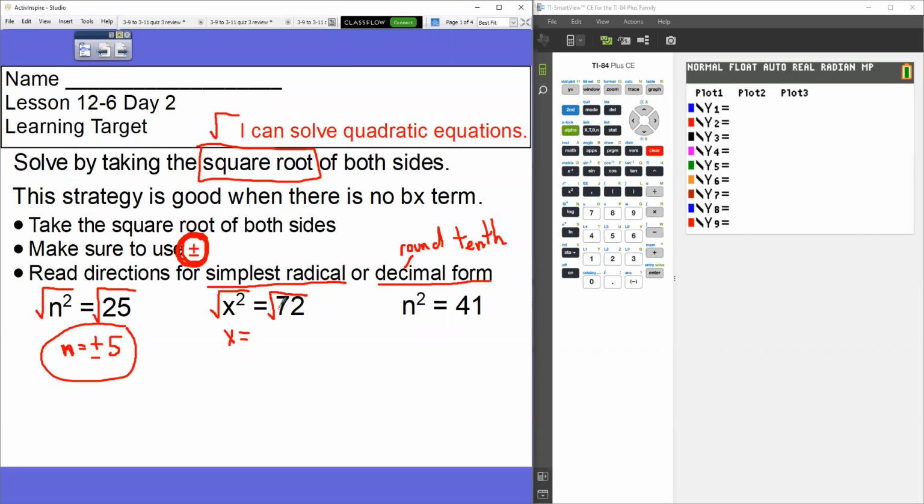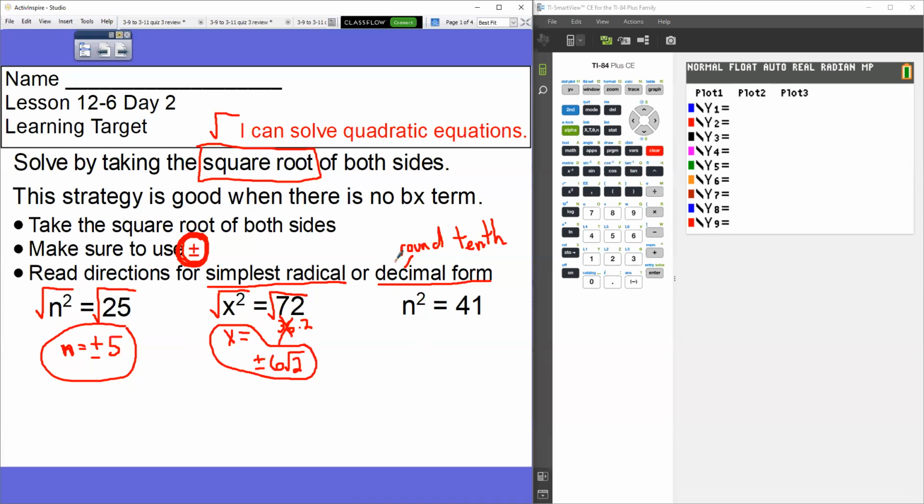Now if we are going to put this in simplest radical form, you have to think of what times what is 72. There are a couple different ways we could do this, but the larger the perfect square that you use, the fewer steps there will be. Yes, you could use 9 times 8, but it's easier to do 36 times 2. 36 is the largest perfect square that goes into it. So cross off the 36, bring out the 6. So this is really x equals plus or minus 6 radical 2. This would be our answer in simplest radical form.